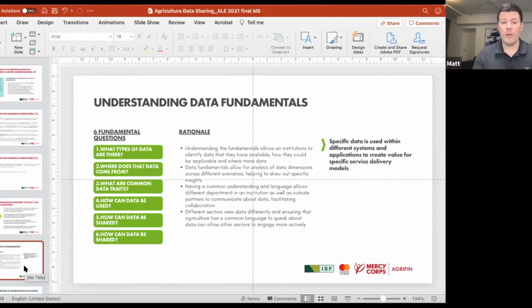So very quickly on the three tools that I mentioned right at the start of the overview here. One of the first ones was just understanding data fundamentals. So our hypothesis is that until folks within this ecosystem can start to have the same perspective on things like what types of data are there, where does that data come from, what are the common data traits and characteristics, how can that be used, how can it be shared, how can those data partnerships be codified and facilitated.